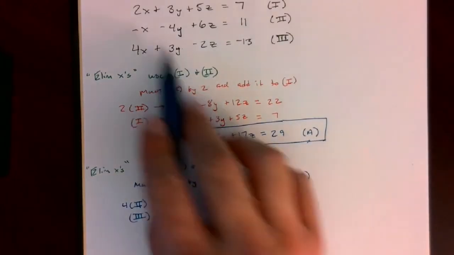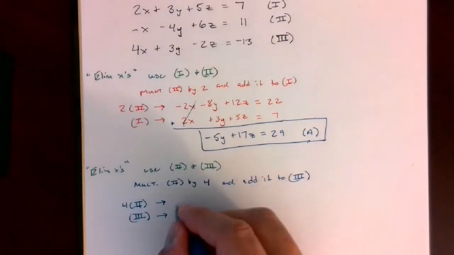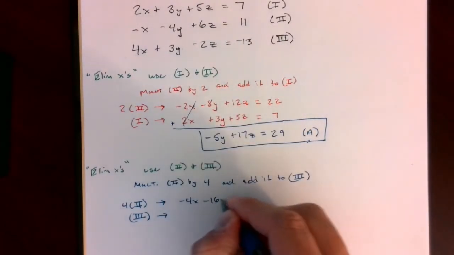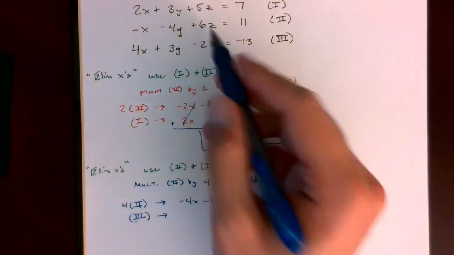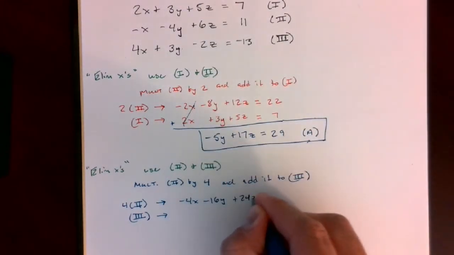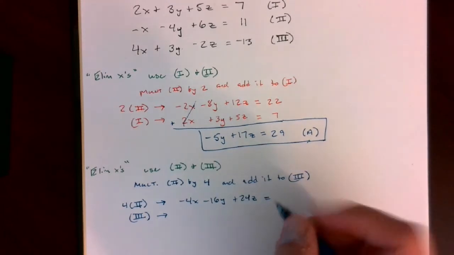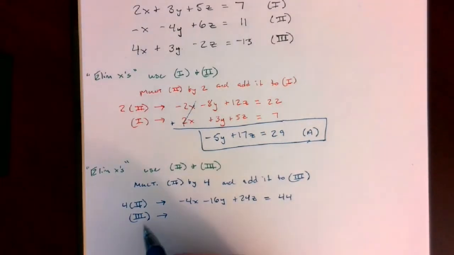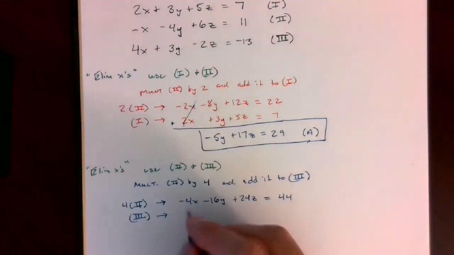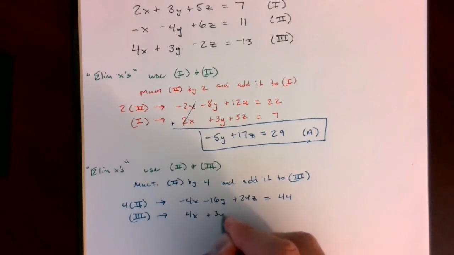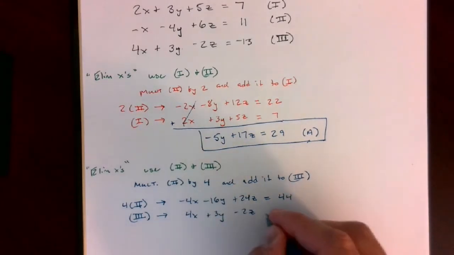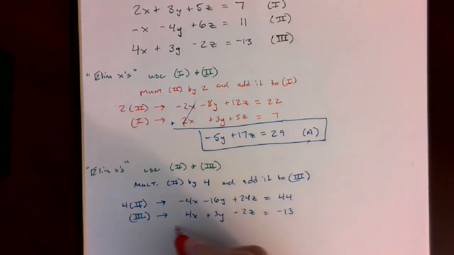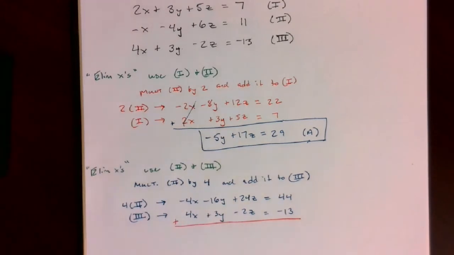Well, 4 times equation 2 will be 4 times each term here. So 4 times negative x is negative 4x. 4 times negative 4y is negative 16y. 4 times 6z is plus 24z. And that's equal to 4 times 11. Don't forget to do it to both sides, which is 44. Equation 3, I'm not manipulating it at all because I don't have to change it. So this will stay as 4x plus 3y minus 2z equals negative 13. Remember, elimination method is sometimes called the addition method because we're going to add these together.